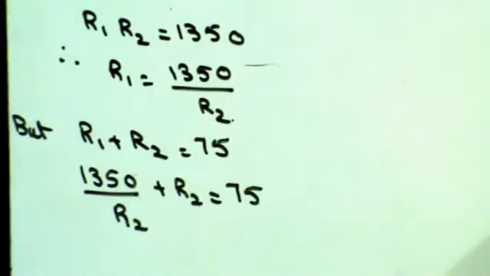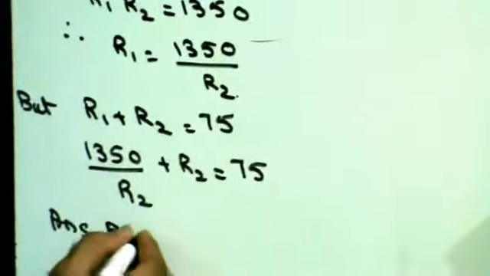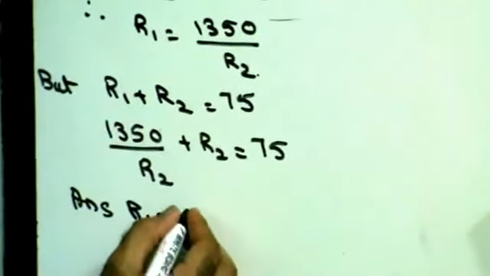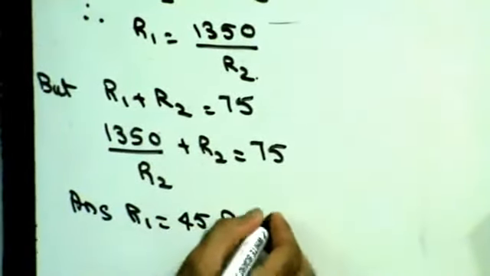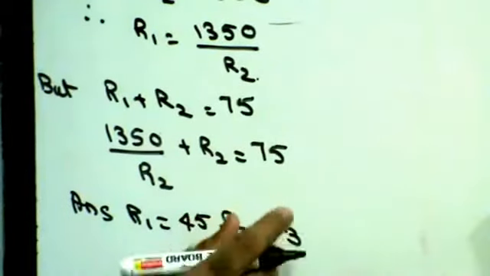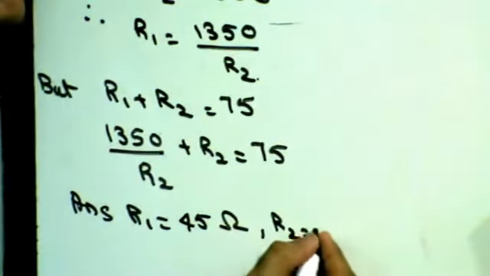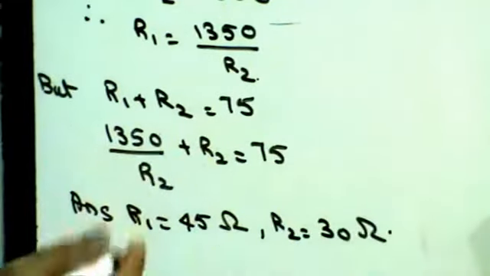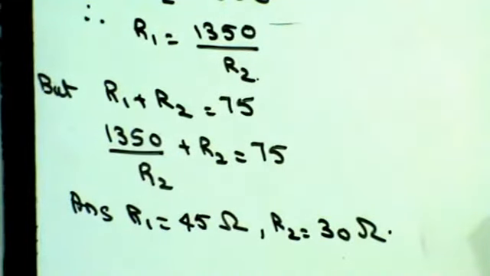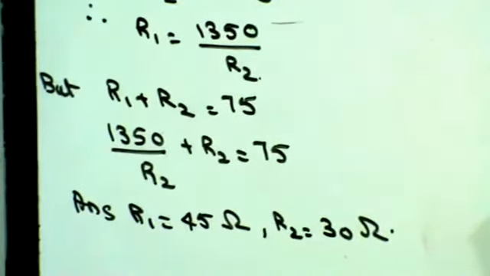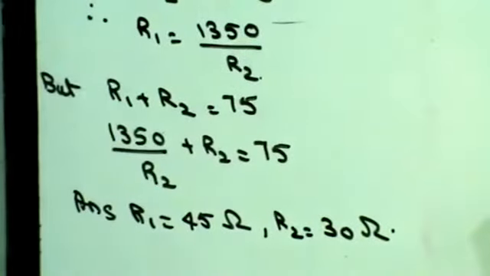When you solve this, you will get a quadratic equation, the only unknown there being R2. So you should get your answer as R1 is 45 ohms and R2 is 30 ohms. Right, just in case if you get the other way around also, it's the same thing. Basically, you should get the two values of resistor as 45 ohms and 30 ohms. Next, let's see the next one, guys.